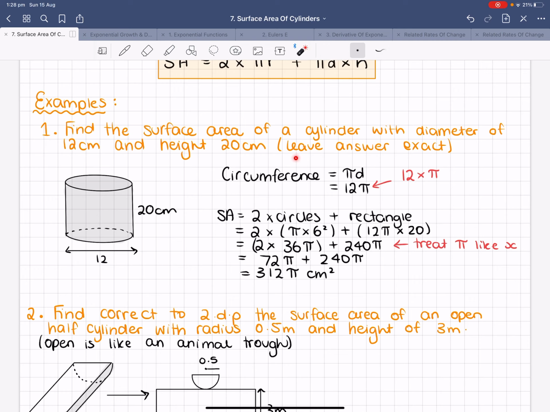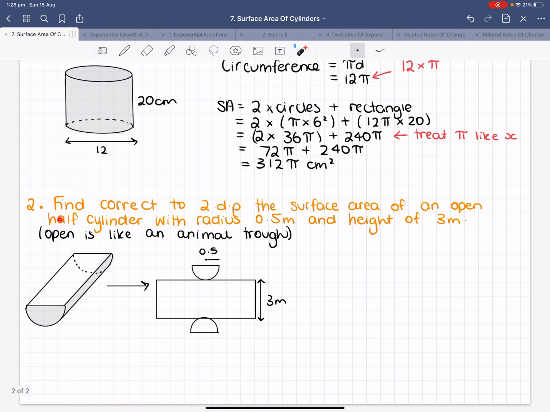If it wanted it to two decimal places, in each section where there's pi, you literally just press the pi button on your calculator. Okay, question 2. Find, correct to two decimal places, the surface area of an open half cylinder with radius 0.5 meter and height 3 meters.